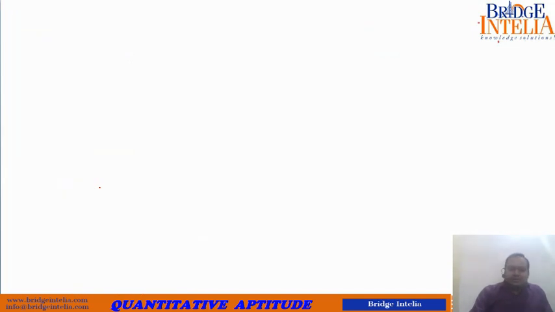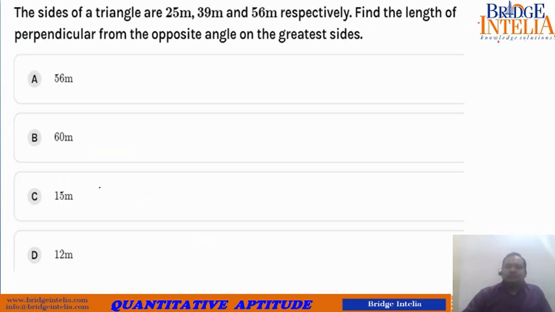Let's move to the next question. The sides of a triangle are so and so. Find the length of the perpendicular from opposite angle on the greatest side. And how can you solve this? First you find out the area, then you use the formula half into base into height. Then you will get the answer. I insist that you first give it a try, and then we will try to solve this together. So first give this a try yourself. Pause the video, try. Okay, now, so let's apply Heron's formula.